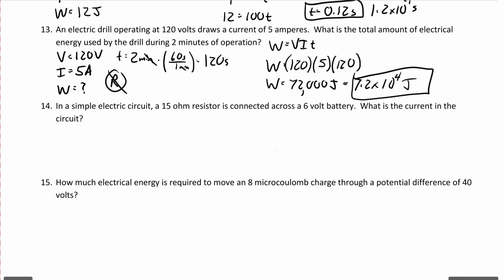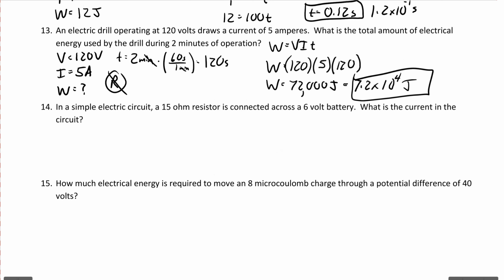Number 14. In a simple circuit, a 15 ohm resistor is connected across a 6-volt battery. What is the current in the circuit? So no power mentioned, no electrical energy, just straight up R, V, and I. Hopefully this looks familiar. We're just going to go back to Ohm's Law. I is equal to V over R.